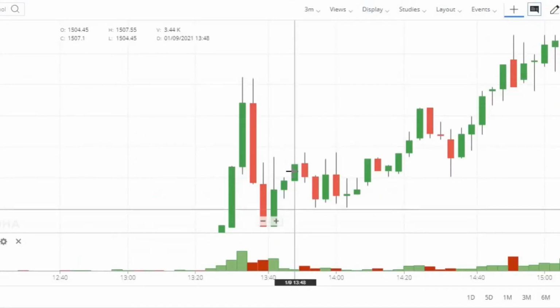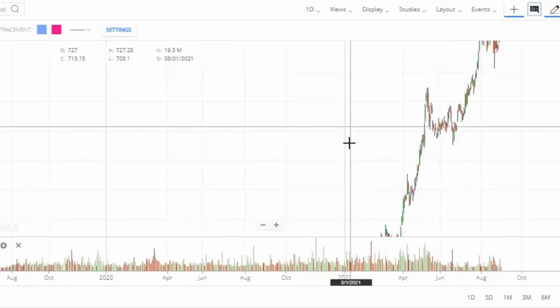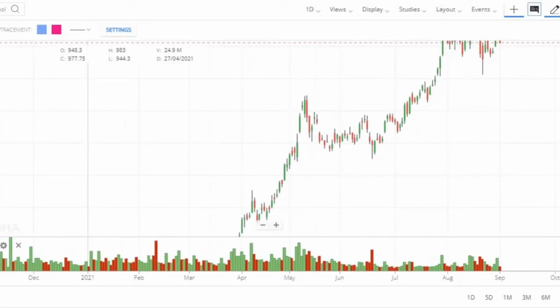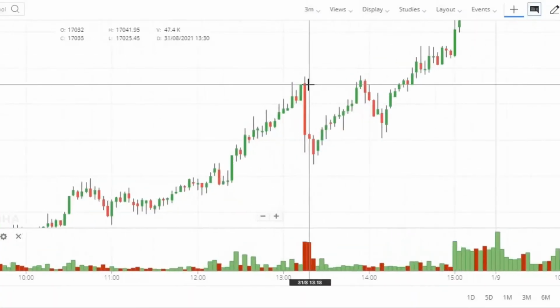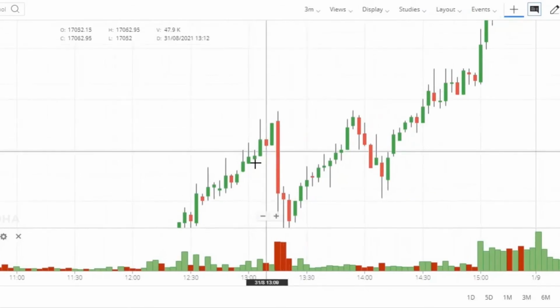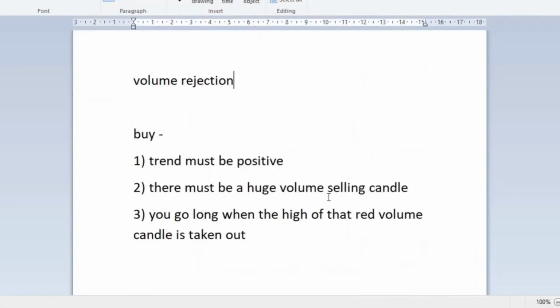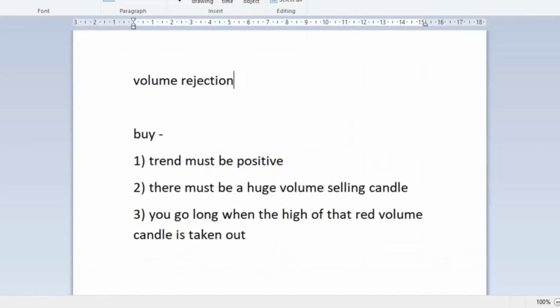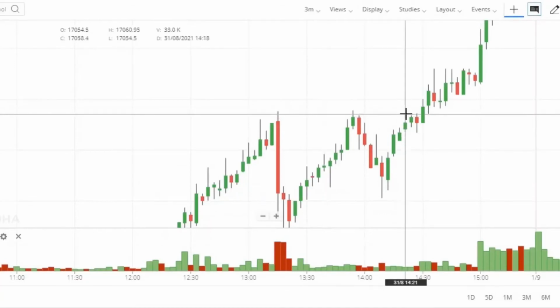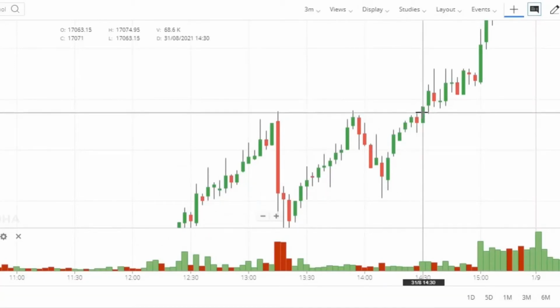Now let's look at the example that we just saw over here. What was it? It was Nifty. So this was the thing we saw over here. Is the trend positive? Yes. Is there a huge volume selling candle? Yes. And then you go long when the high of that red volume candle is taken out. Is the high of this candle taken out here? Yes. So all the conditions are satisfied.